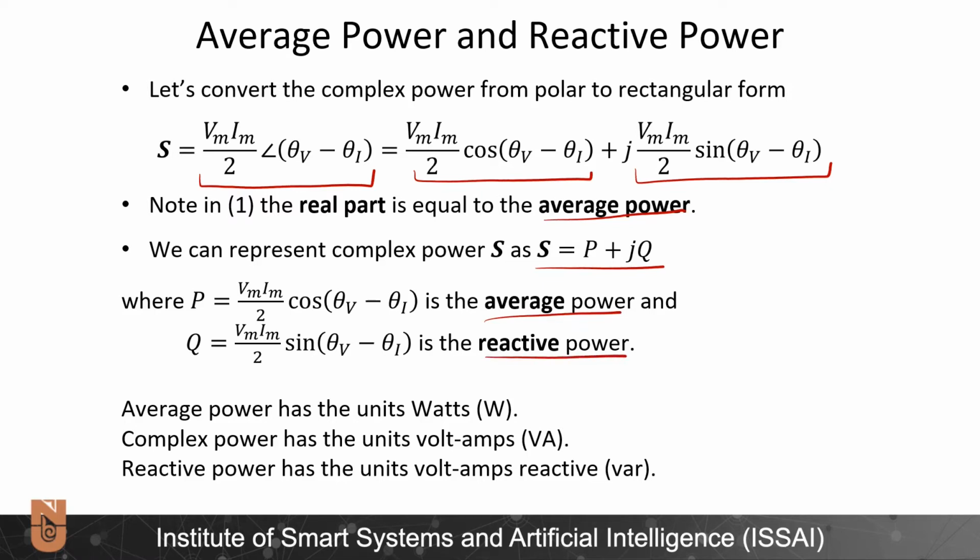Reactive power is not really consumed, but it causes fluctuations in the power flow, and therefore it needs to be taken into account, for instance, to balance different transmission lines. In general, the average power has the units of watts, the complex power has the units of volt-amps, and reactive power has the units of volt-amps reactive. This is basically important jargon or terminology for power engineering.